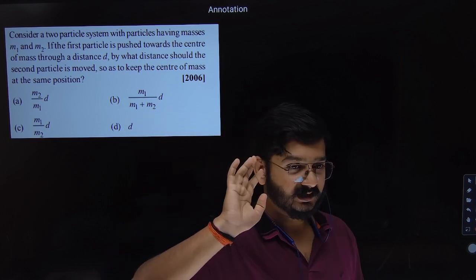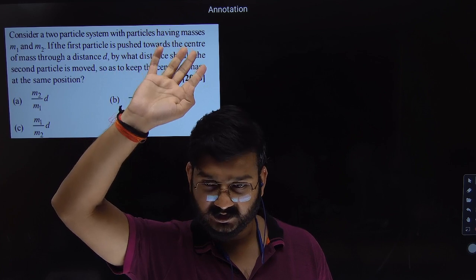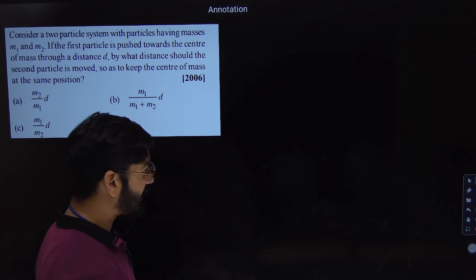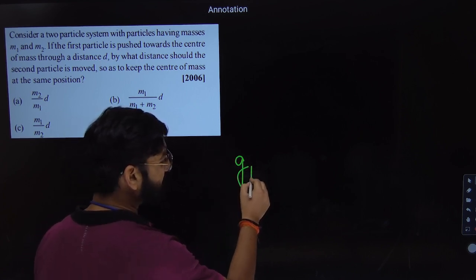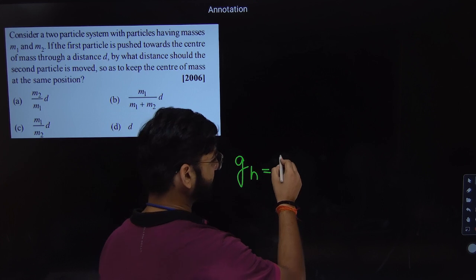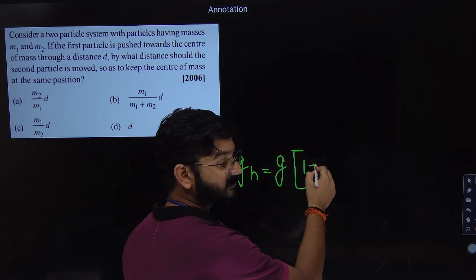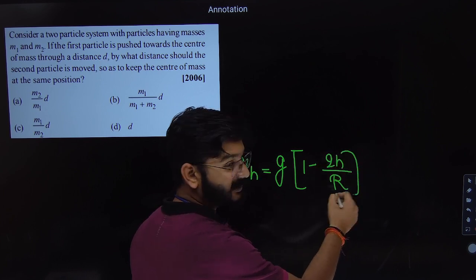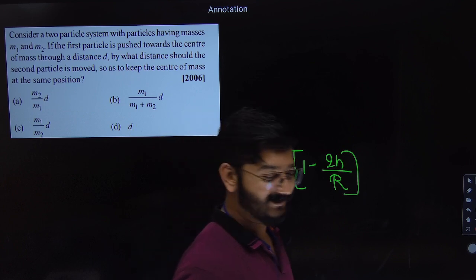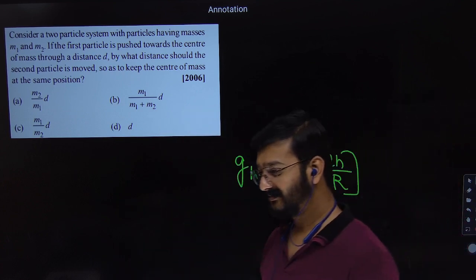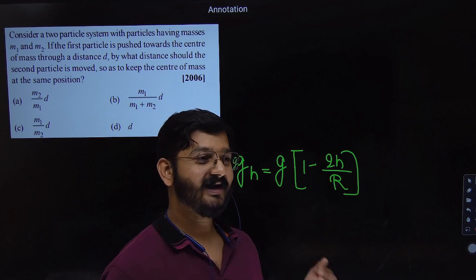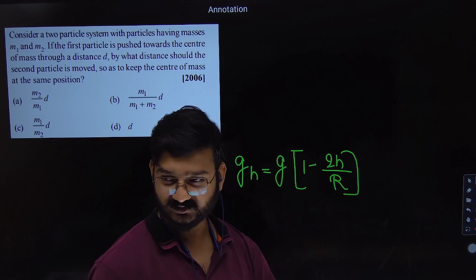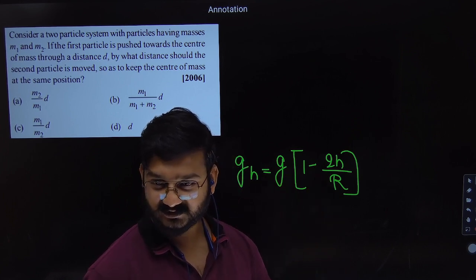Now, what is the example? Let's assume that there is a very tall building. You know that with height, the value of g changes. So what is g at a particular height? Do you guys remember? g into 1 minus... Anyone? Grade 11 is history now. Why remember that? So acceleration due to gravity at any particular height is g into 1 minus 2h by r, where h is the height from the surface of the earth and r is the radius of the earth. We will discuss this in gravity.